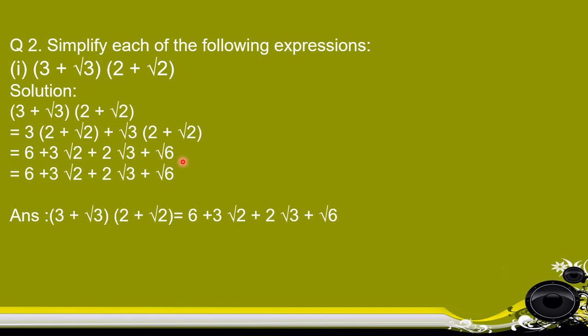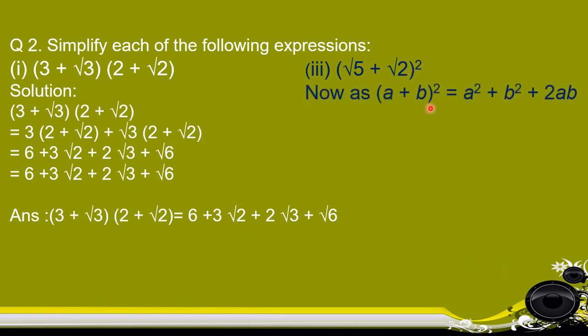Now in the same way, let us solve one more problem, problem number 3 of the same question: (root 5 plus root 2) whole square. Here again by the algebraic identities we have (a plus b) whole square, which equals a square plus b square plus 2ab, where a is root 5 and b is root 2. So we only have to put the values of a and b here.